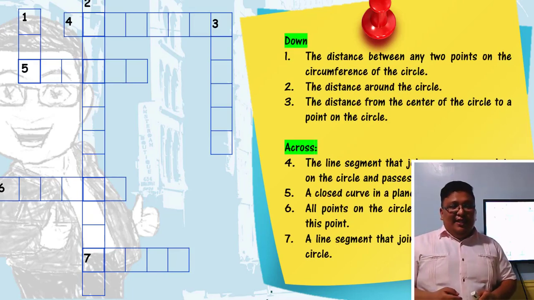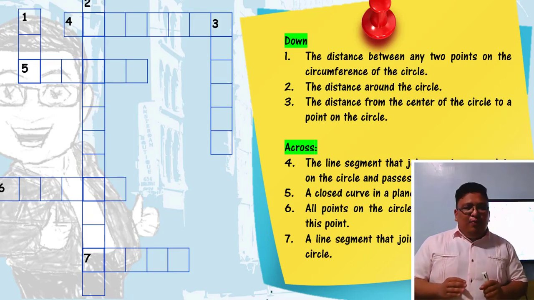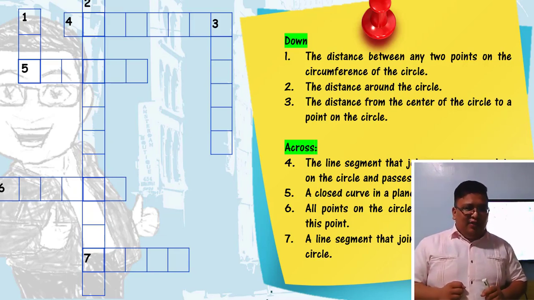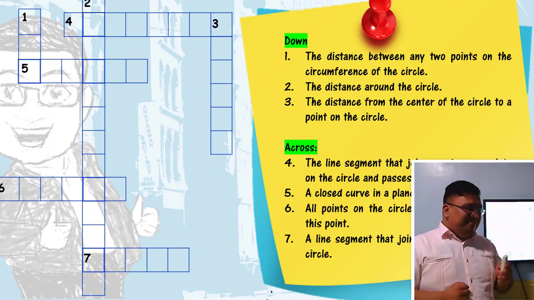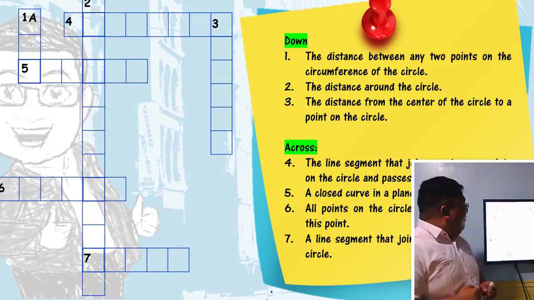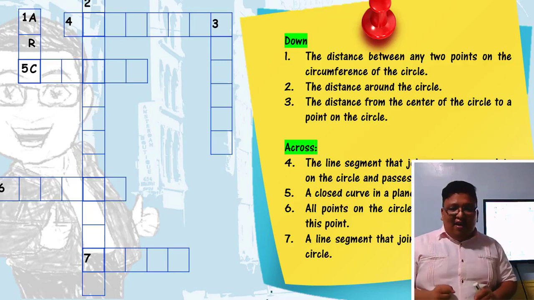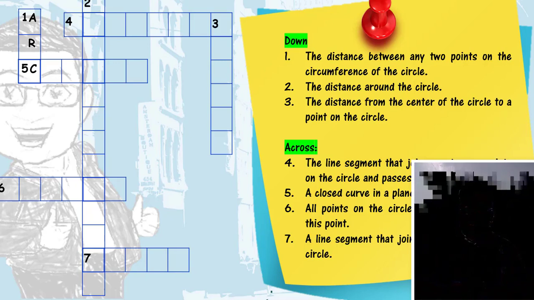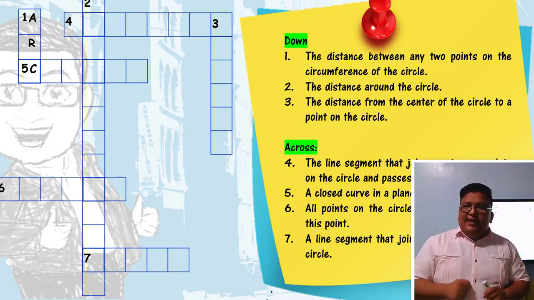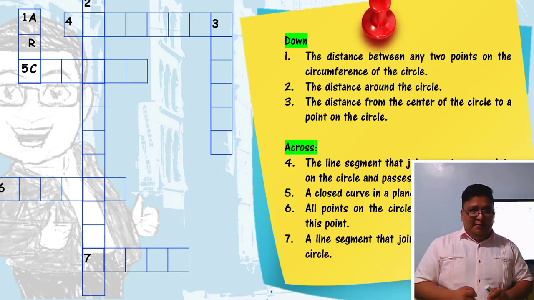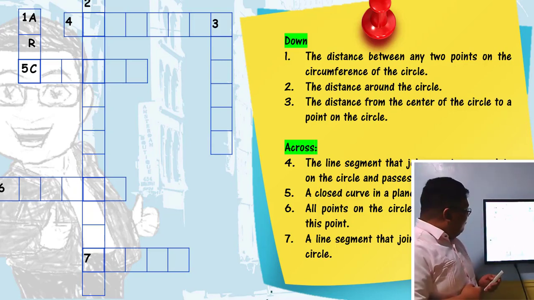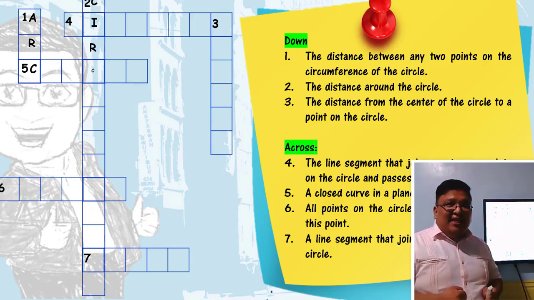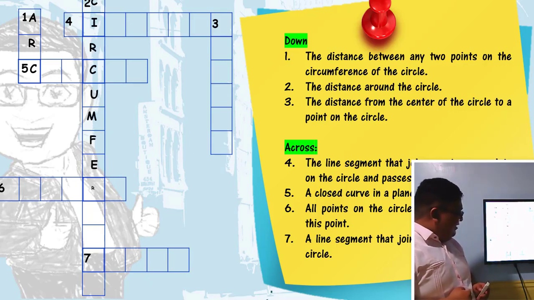First question. It is the distance between any 2 points on the circumference of the circle. Do you know the answer? Very good. It is arc. Arc is the distance between any 2 points on the circumference of the circle. How about number 2? The distance around the circle. Very good. It is circumference.